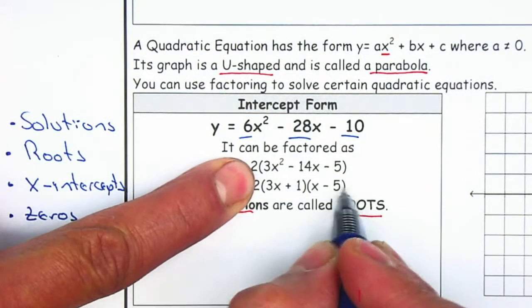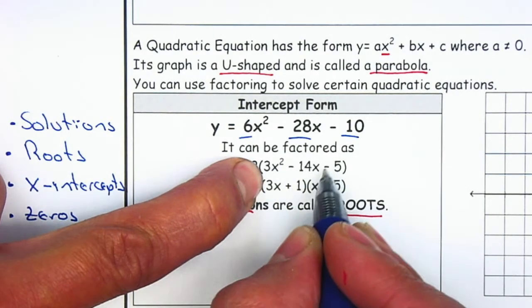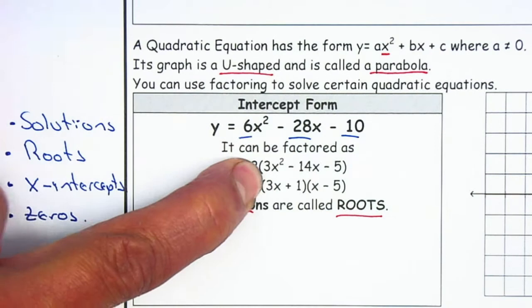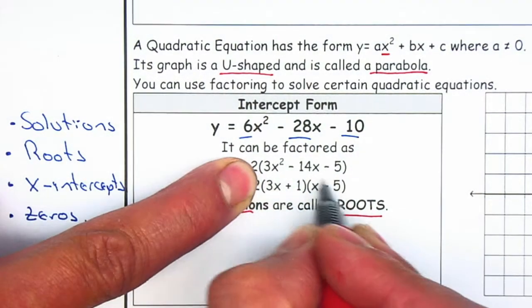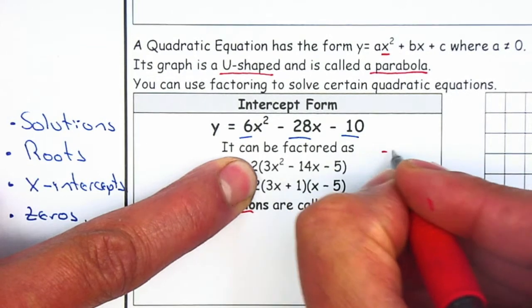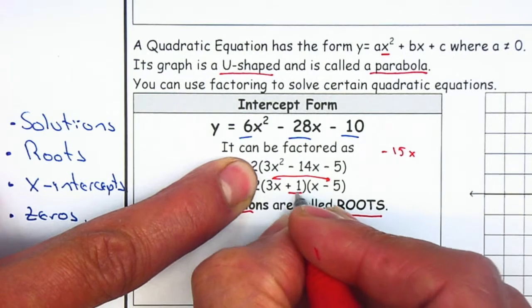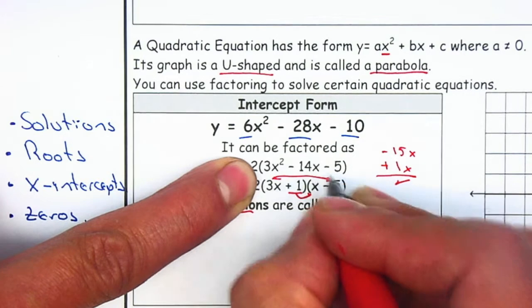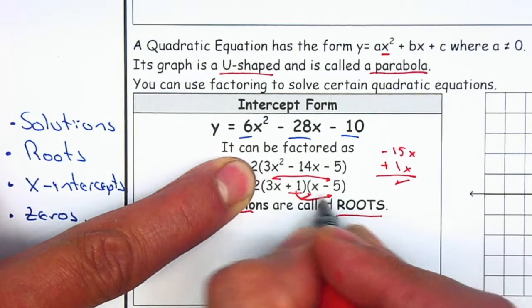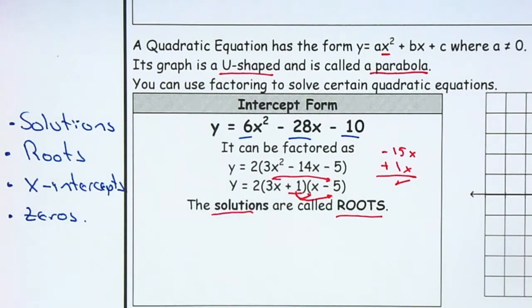Then from here, I'm going to factor this out. Double parenthesis. Factors of 3x squared are 3x and x. Factors of negative 5 are positive 1 and negative 5. If I multiply, 3x times x is 3x squared. 3x times negative 5 gives me negative 15x. Positive 1 times x gives me positive 1x. And that gives me negative 14x. And positive 1 times negative 5 gives me negative 5. So this one works.